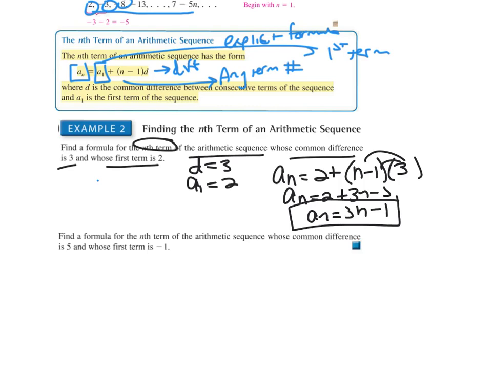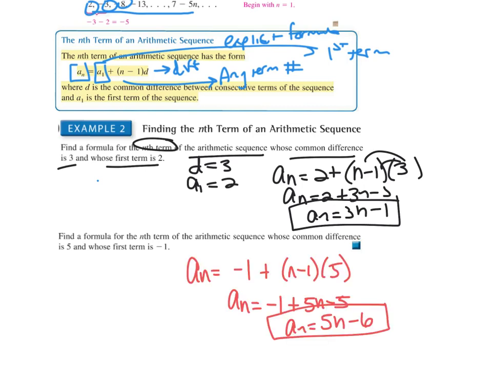All right, let's try it again. I'm going to have you try the next one. They gave you the common difference. They gave you the first term. Plug it in, simplify, hopefully get what I get. Alrighty, if you got A sub n equals 5n minus 6, you are correct. Nice work. If you didn't get that, just be careful that there is subtraction here, technically, once you distribute that. All right, we're going to move on so that these notes do not take forever.